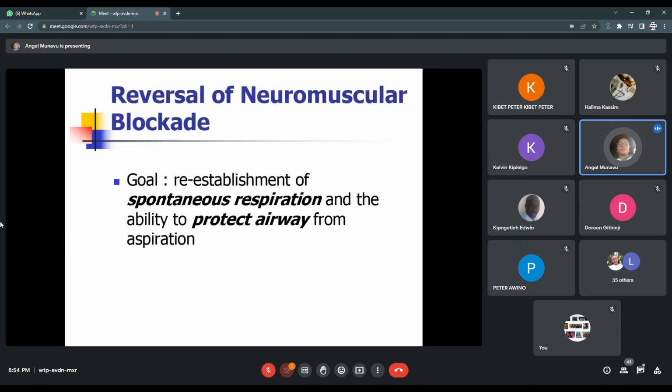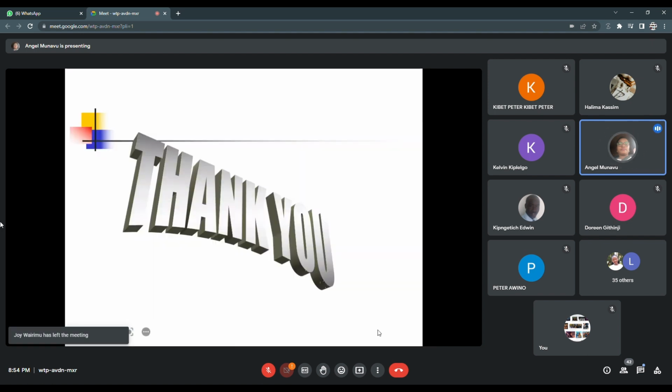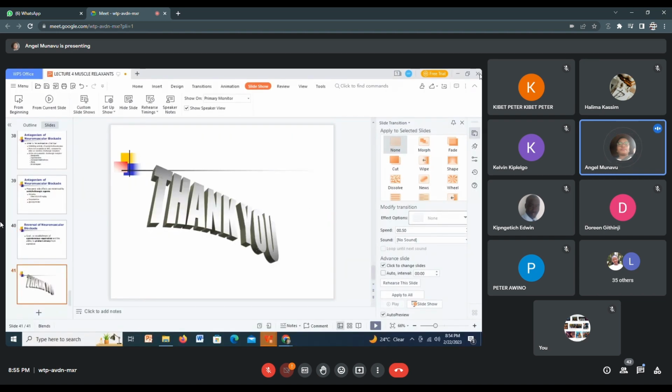So what is the goal of reversal of neuromuscular blockade? It is to reestablish spontaneous respiration and the ability to protect the airway from aspiration. So when you give this, you want to reverse the neuromuscular blockade so that the patient can start breathing and they can protect the airway from aspirated substances. Okay, so that is muscle relaxants.